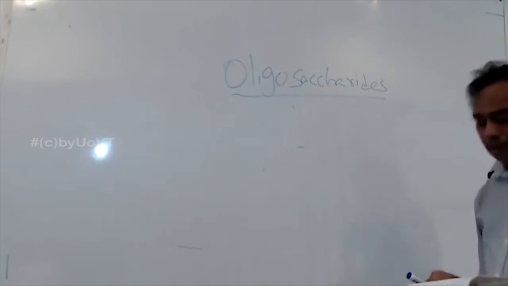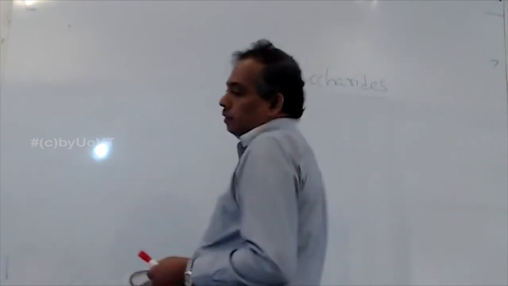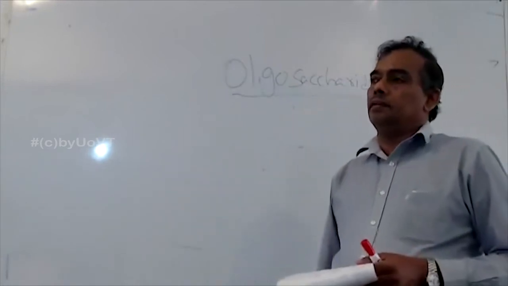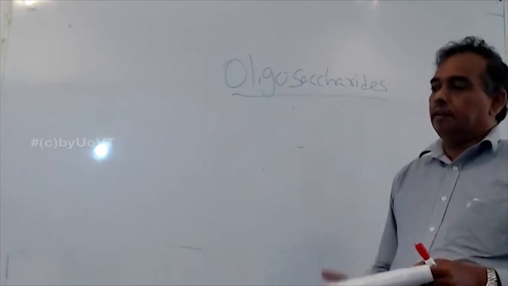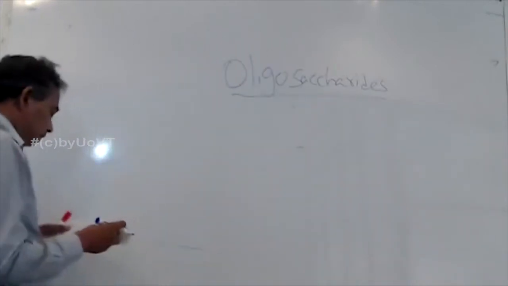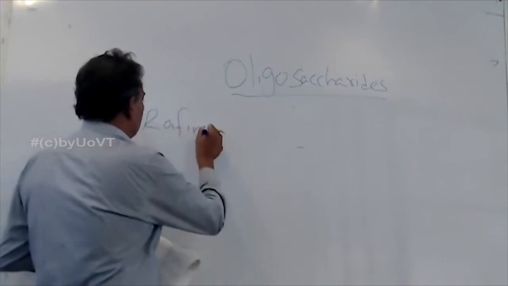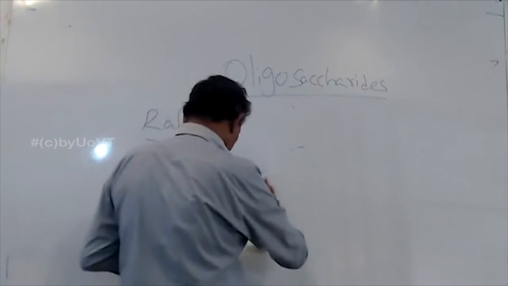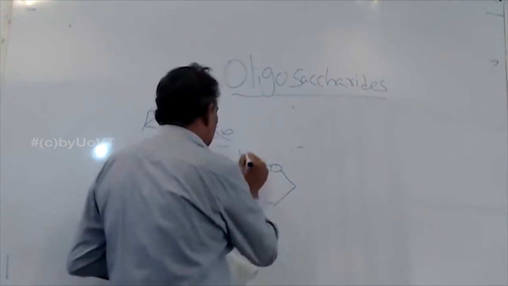Most vegetables, such as beans and cabbages, contain oligosaccharides as their carbohydrate part. If I give an example, this one is raffinose. The name of this sugar is raffinose. Raffinose consists of 3 monomers.